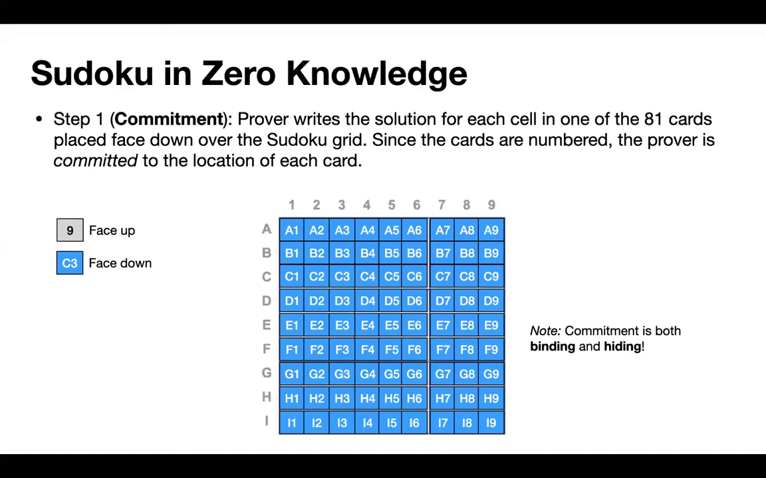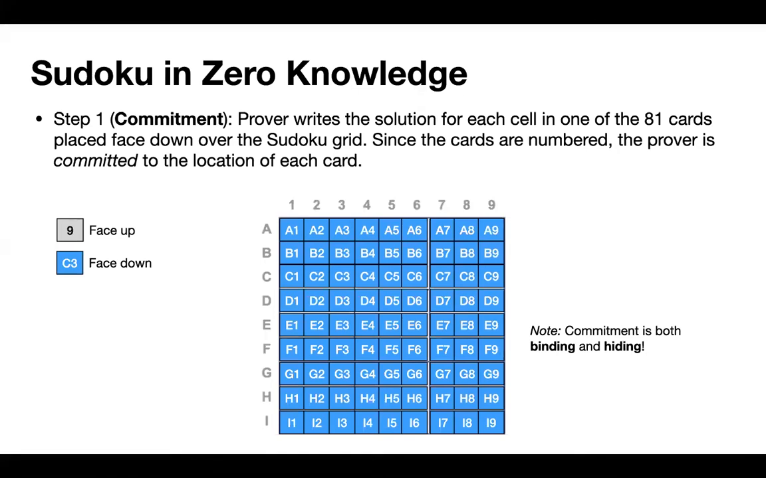So by writing the location and placing all the cards on the Sudoku grid, I am committed that I cannot change whatever is under C3, for example. So under C3, I'll always have 9, for example. You must know that this commitment is both binding, in the sense that I cannot later go back on it, and also hiding, meaning that after looking at these face down cards, you cannot identify what the solution is, right? So it is hiding and binding both. And this is a very useful primitive, which is used in all zero knowledge proofs.